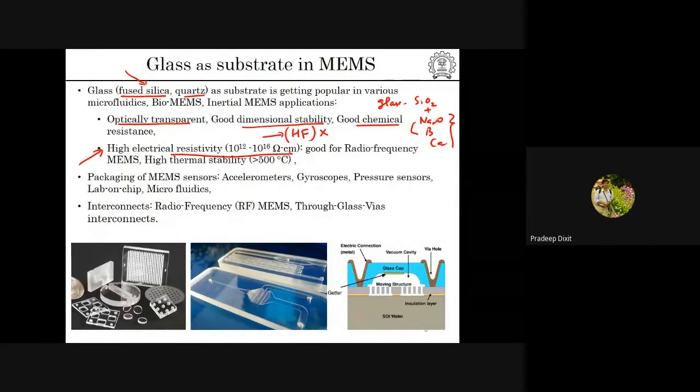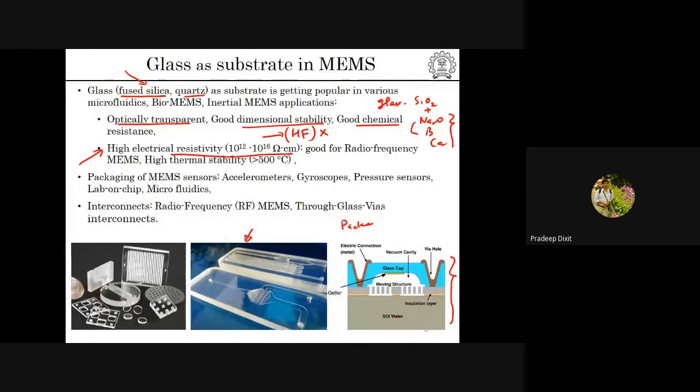So because of these two advantages, optical transparency and higher electrical resistivity, people are trying to utilize glass in packaging applications, especially for radio frequency type applications. A couple of examples have been shown here. Here we have an application for microfluidics, and on the right-hand side, there is an image for packaging of a MEMS device.